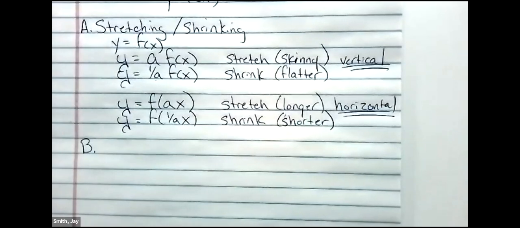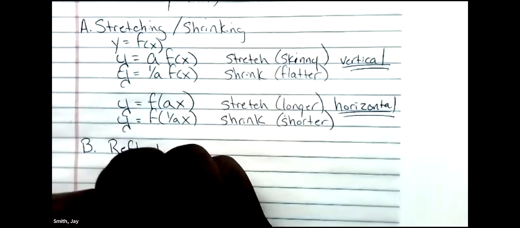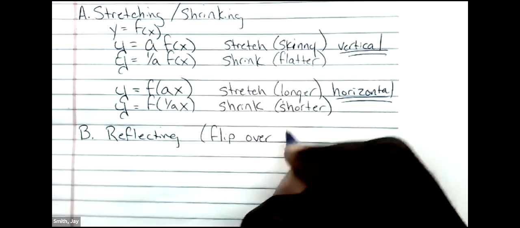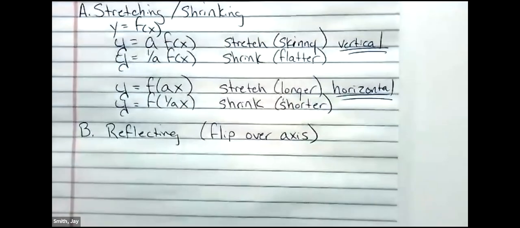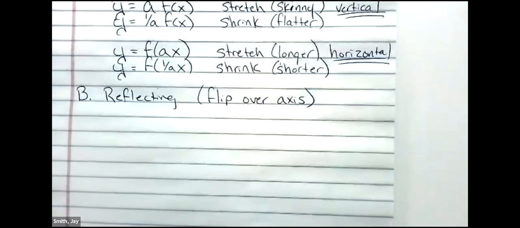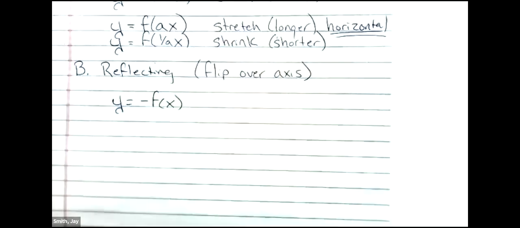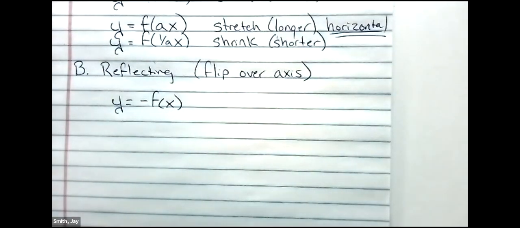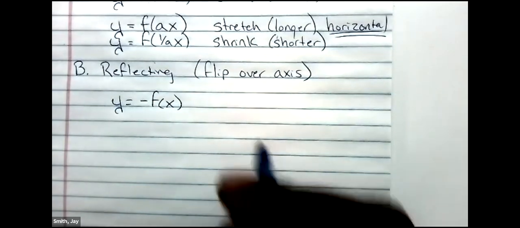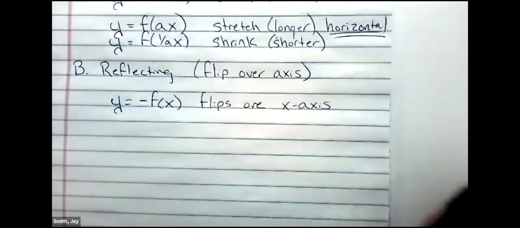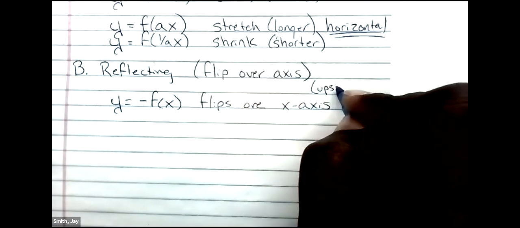The next one we're going to talk about is reflecting the graphs. Or it's going to flip over an axis. So the first type of reflection, we're given y is equal to negative f of x. If we're taking the entire function, the parent graph, the square root of x, absolute value of x, x squared, x cubed, just for some examples of some parent graphs. If we're taking the entire function and making it negative, then this flips over the x-axis. Or you can think of it as the graph is upside down.